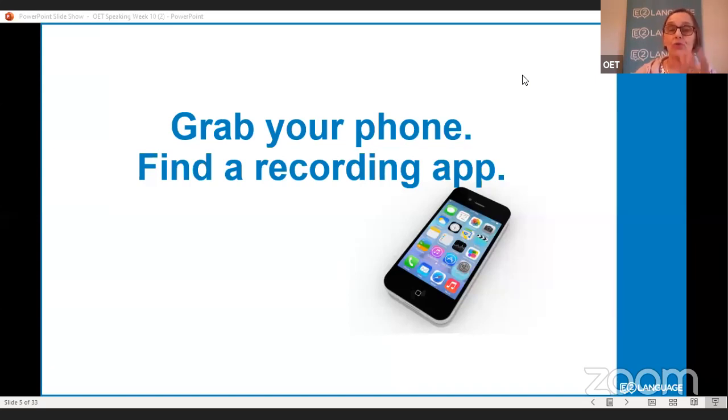But you can also use just the selfie section and use a video, and you'll get your sound too. So if you've got a recording app, perfect.